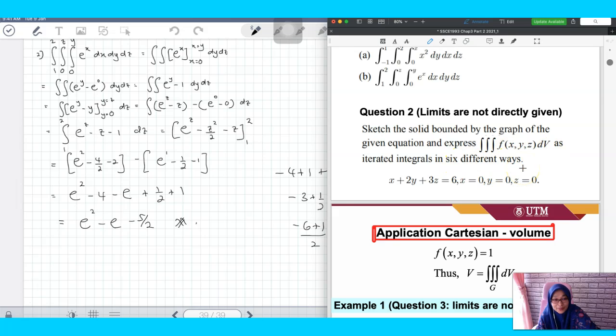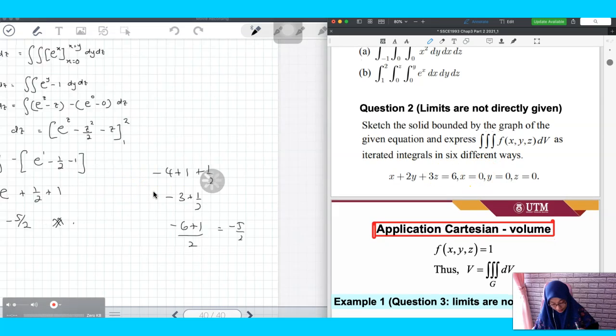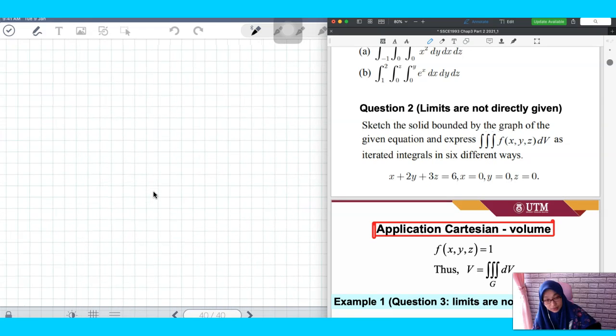Because we know that we have 6 orders of integration, so you have to find all the limits for all the 6 orders of integration, but without evaluating. Just leave your answer in terms of triple integral. Okay, so to get that, you have to sketch your solid. Your solid is based on the surface x plus 2y plus 3z equal to 6.